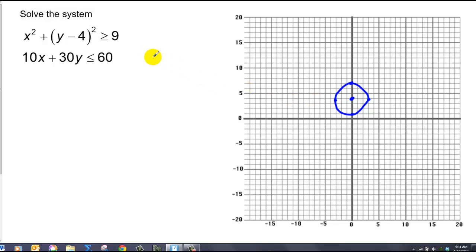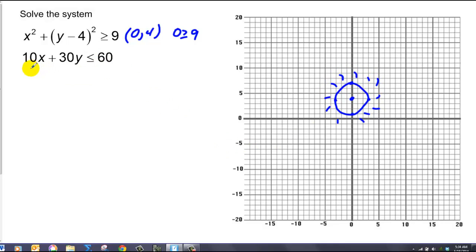Might as well pick the point 0, 4 inside. I can pick 0, 0, really doesn't matter. But I'm going to pick 0, 4 in this case, so I would get 0 is greater than or equal to 9, which is not true, so I'm shading actually outside of the circle.